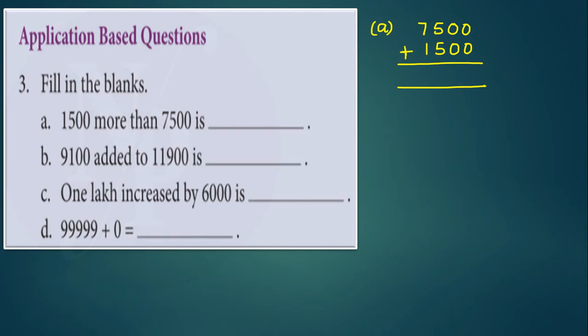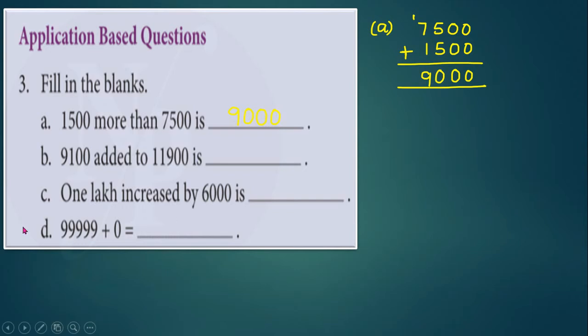So 0 plus 0 is 0. Again 0 plus 0 is 0. 5 plus 5 is 10. We'll write 0 here. 1 is carried forward. And 7 plus 1 is 8. 8 plus 1 is 9. 9000. So therefore, the required answer to fill this blank is 9000. So you should write 9000 and fill in this blank.